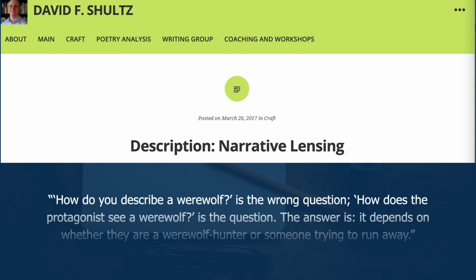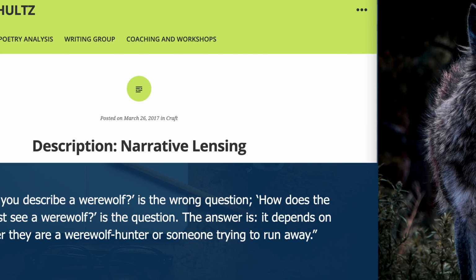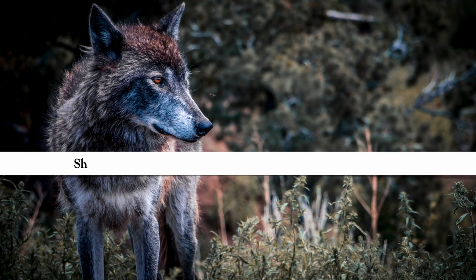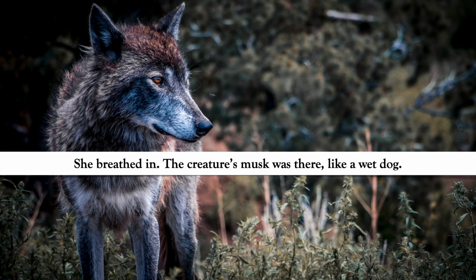How do you describe a werewolf is the wrong question. How does the protagonist see a werewolf is the question. The answer is, it depends on whether they are a werewolf hunter or someone trying to run away. Schultz provides an example written from the perspective of a werewolf hunter.